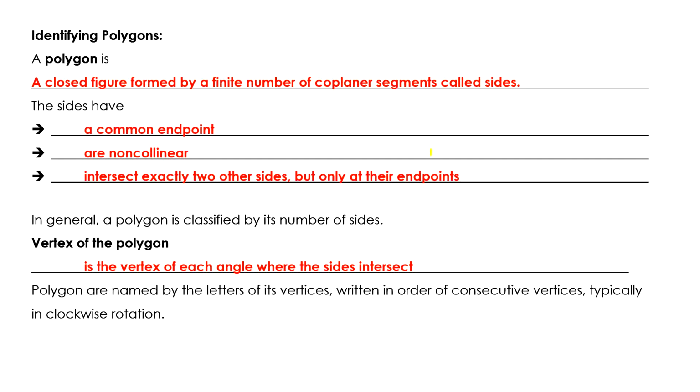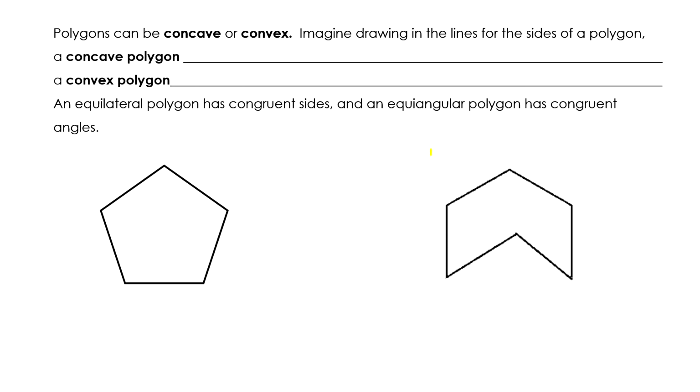And then when we name polygons, we name them by the letters of their vertices, written in consecutive order, basically in a clockwise rotation. So if you see a shape, you pretty much go around it clockwise, starting in the top left corner. Polygons can be concave or convex. So when you think of it, it's like imagining you're drawing lines for either side of the polygon.